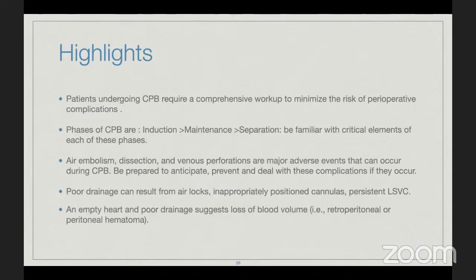Poor drainage can result from air locks, inappropriate position of the cannulas, or simply persistent left SVC. An empty heart and poor drainage suggest loss of blood volume. You need to think of catastrophic scenarios like retroperitoneal or peritoneal hemorrhage, and take them into consideration.